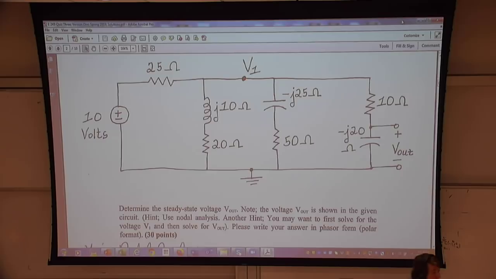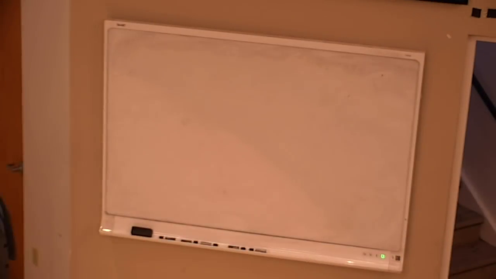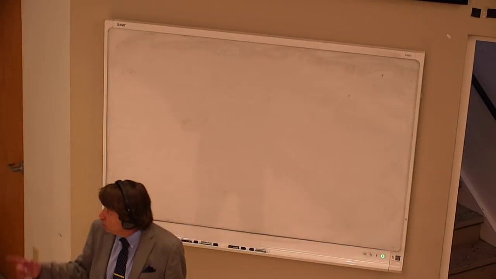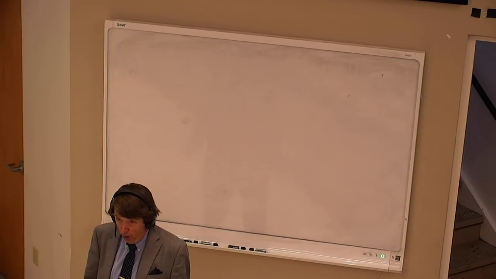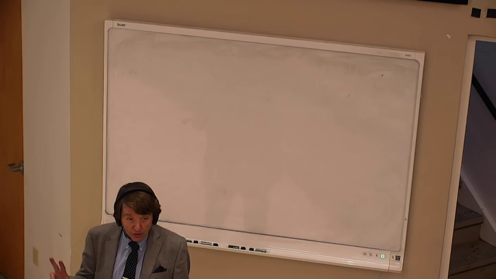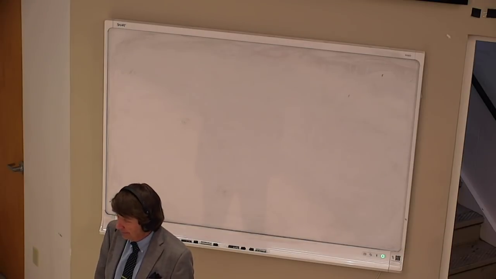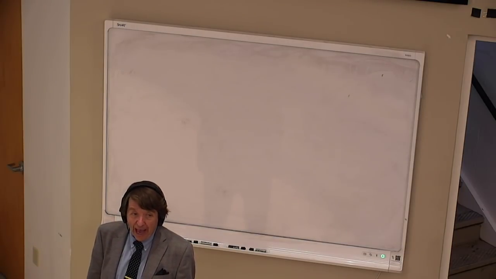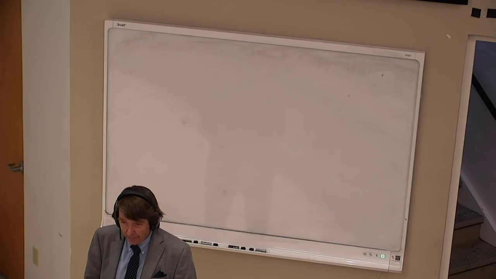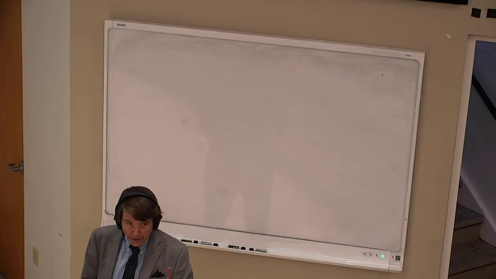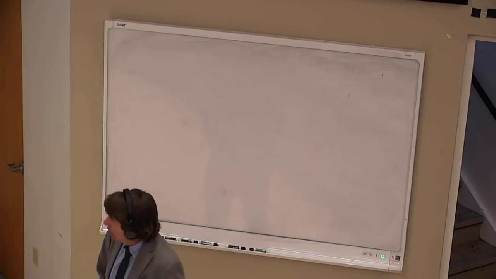Solve for V1. If I go to solve for V1, I'm going to ignore the node for V out for just a moment. So I see 2 nodes, I see V1 and I see ground. Do I have any supernodes? Nope. This is one equation. So, let's write it.